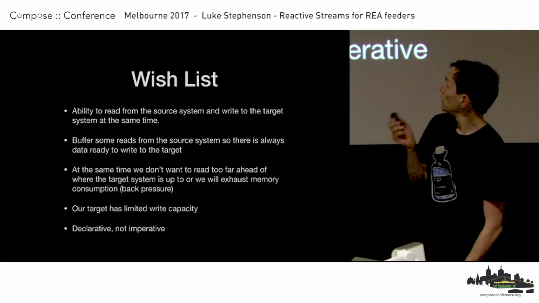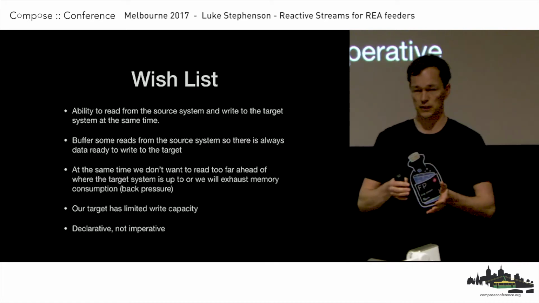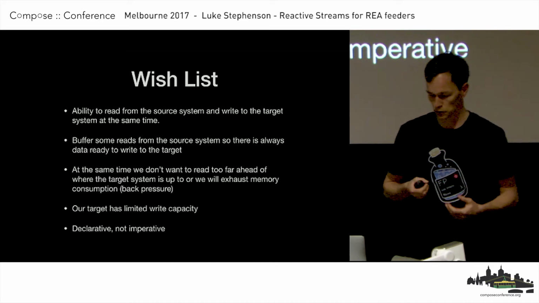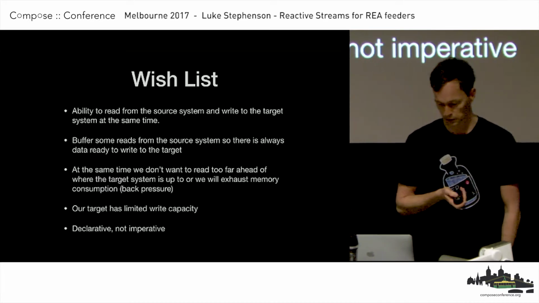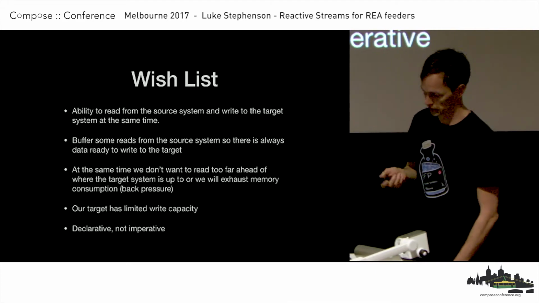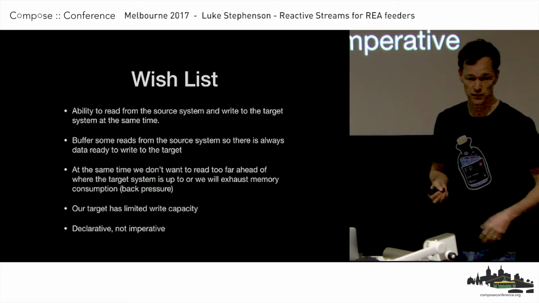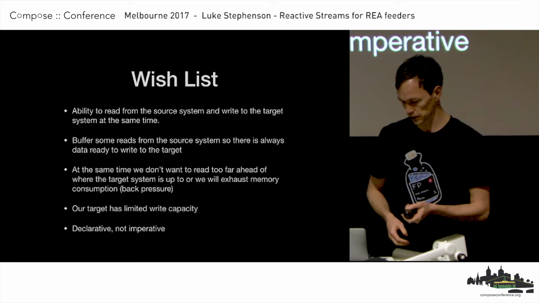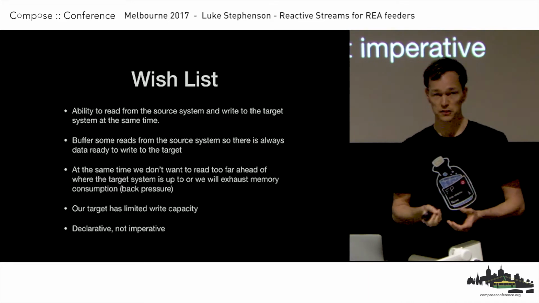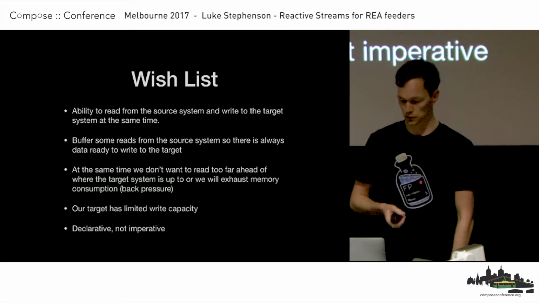But at the same time, we don't want to read too far ahead of our target system, because in between we're bringing that data into memory and we can't read too far ahead or we'll exhaust the finite amount of memory that we've got. And this concept's back pressure, and I'll go more into back pressure later on. And our target has limited write capacity, so rate limiting is really important for us. And we want a declarative solution as well, and not an imperative one. By that I mean APIs that I can quite easily read and reason about, not low-level building blocks.